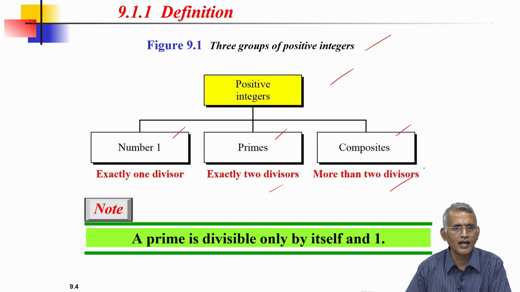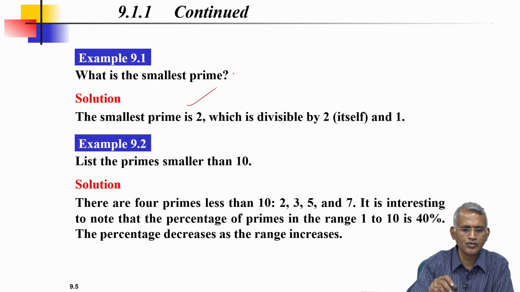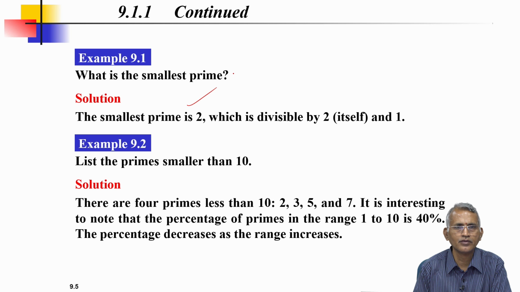Note that a prime is divisible only by itself and 1. So, what is the smallest prime? The smallest prime is 2, which is divisible by 2 and itself, and it is the only even prime number. Next, list the primes smaller than 10. The 4 primes less than 10 are 2, 3, 5 and 7, and it is interesting to note that the percentage of primes in the range 1 to 10 is 40%. The percentage decreases as the range increases.